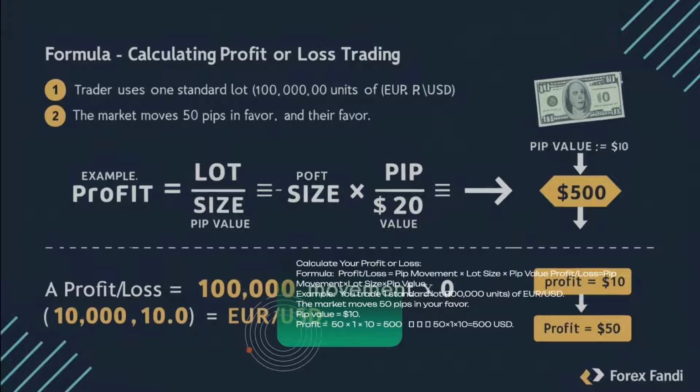Example: you trade one standard lot, 100,000 units, of EUR/USD. The market moves 50 pips in your favor. Pip value equals $10. Profit equals 50 times 1 times 10 equals 500 USD.